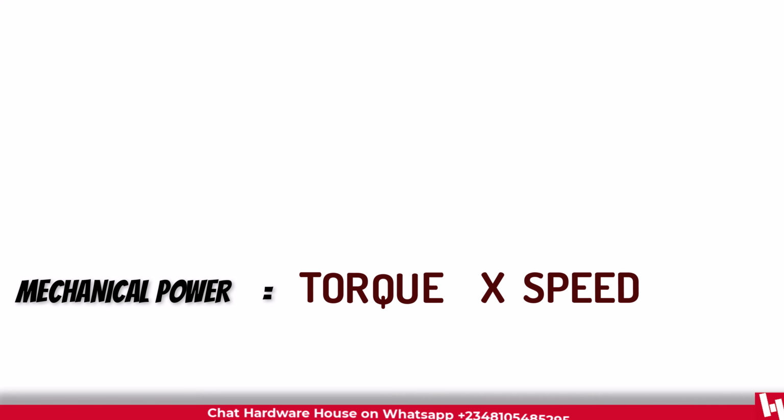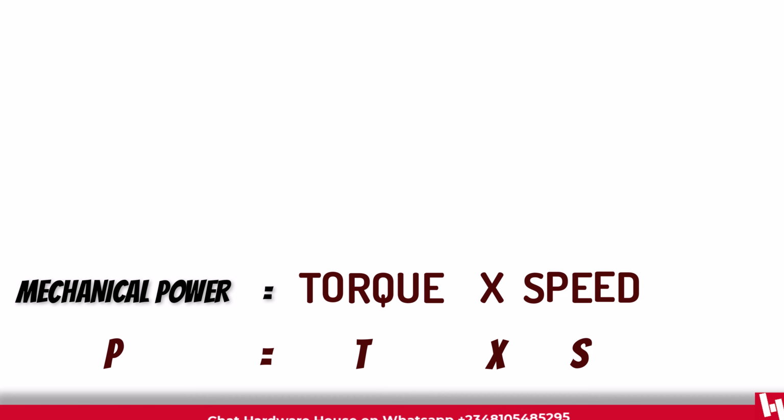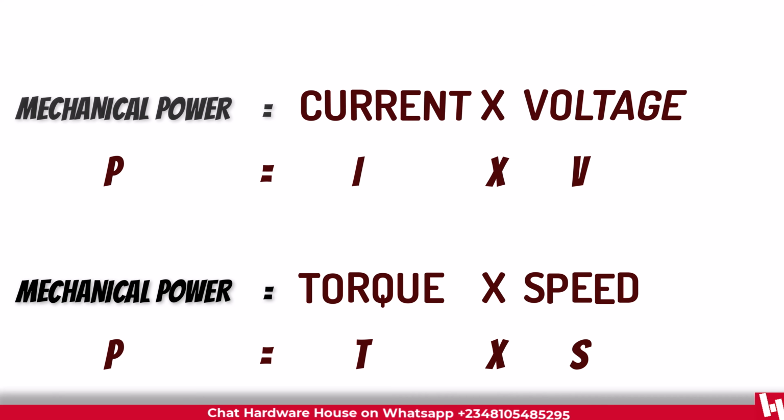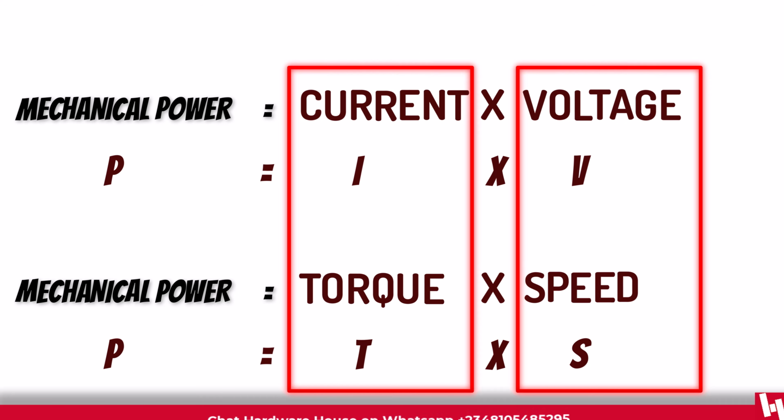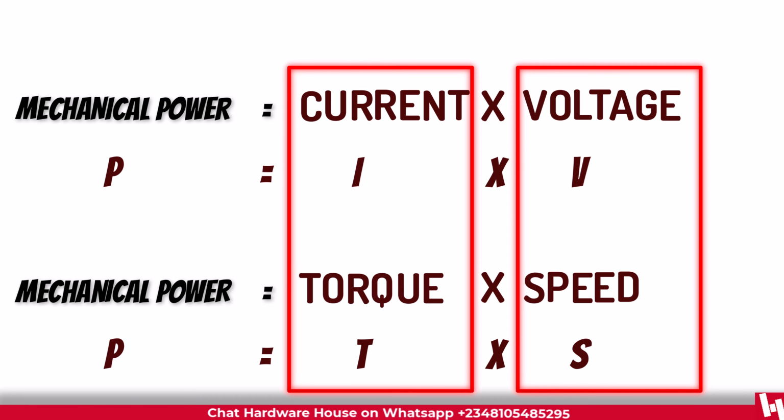That's because when it comes to mechanical power, there are also two components involved, and that is torque, or turning force, and speed. And in this case, P is equal to T times S, or force times distance. You can see the same pattern in the electrical power with current and voltage repeating itself here.